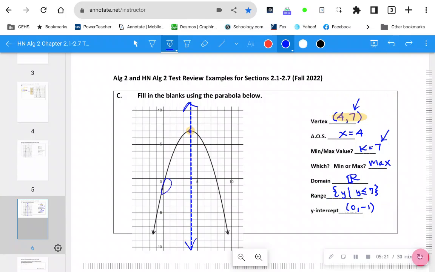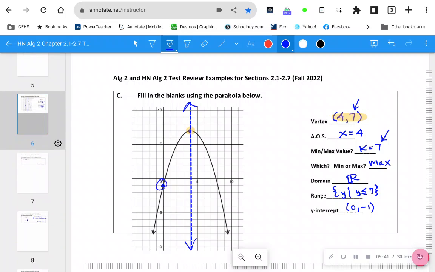And then if you look over here, you can find where it crosses the y-axis. Let me get that drawn there at (0, -1). You want to be a little cautious on that last one. (0, -1), you don't want to just say -1. You can say y equals -1, but just saying -1 is not enough information.